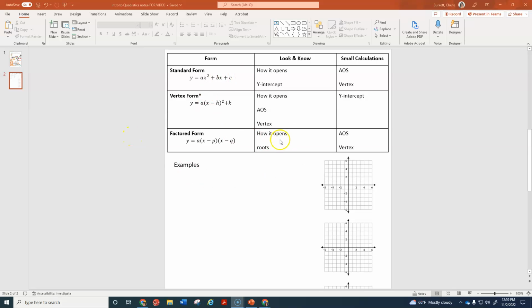All right, so this is going to be where you're going to write down all of the stuff that you need to look and know, and some small forms. Quadratics can be rewritten in 3 forms. These are the 3 forms.